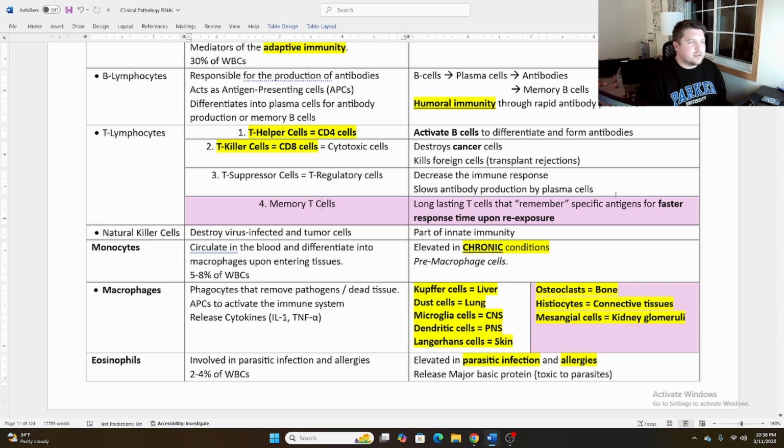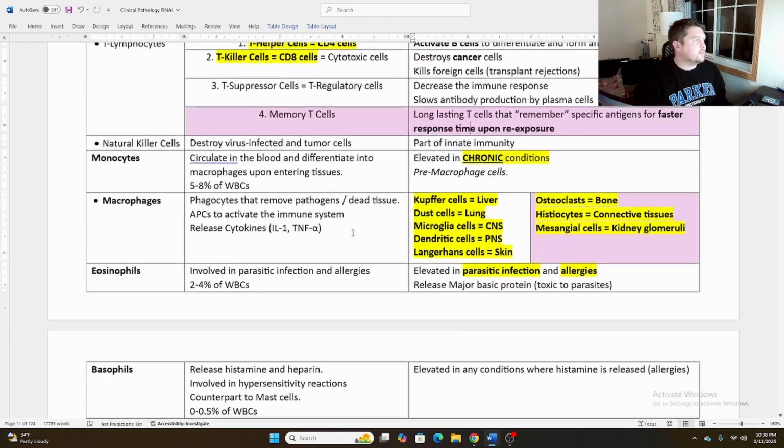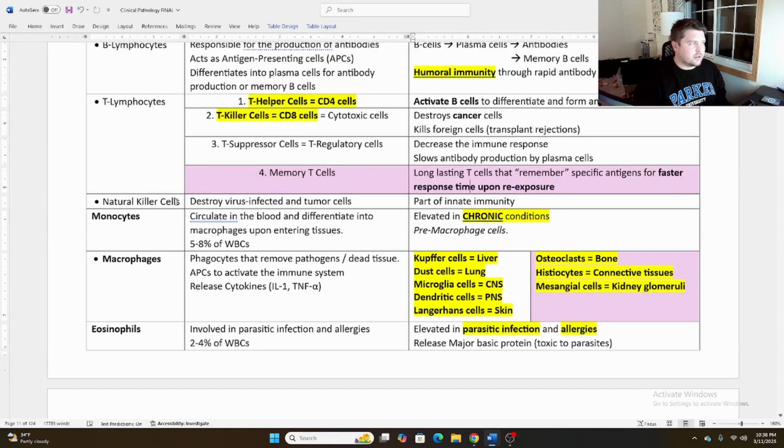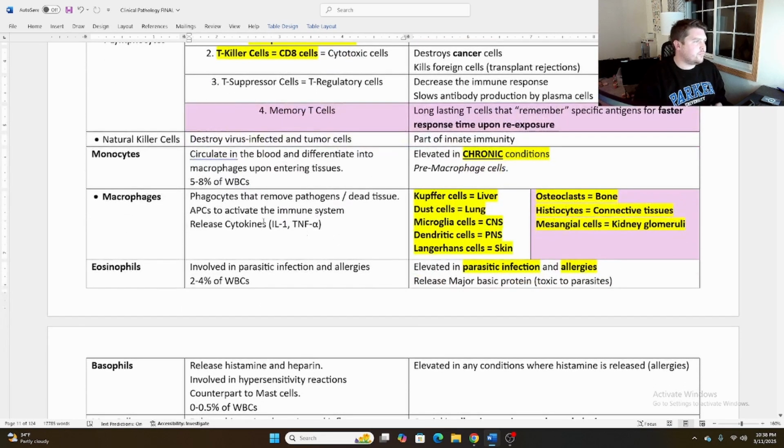Memory T cells, these are the ones that help remember specific antigens, so they constantly are checking for viruses that we've already been exposed to. They're like the history keepers, the record keepers. So we have a faster response upon re-exposure. Natural killer cells, these guys are the hitman of the immune system. Anytime we have a virus infected or a tumor type cell, they find it and they destroy it.